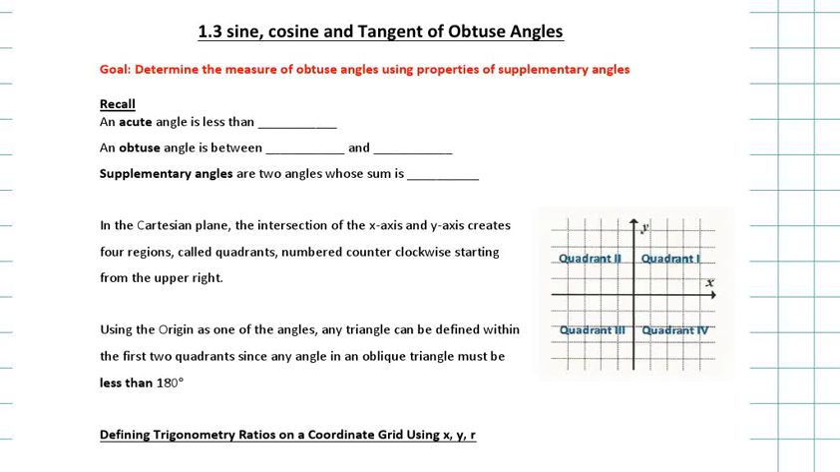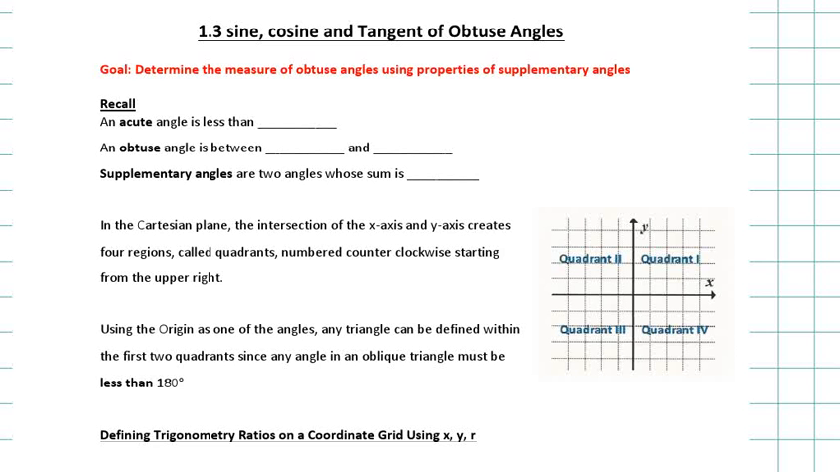And we talked about, depending on what quadrant it is in, if it's an acute angle, so it's in quadrant 1, how sine, cosine, and tan are all positive. And if it's an obtuse angle, sine is positive, but then cosine and tan are negative. Do you guys remember that?